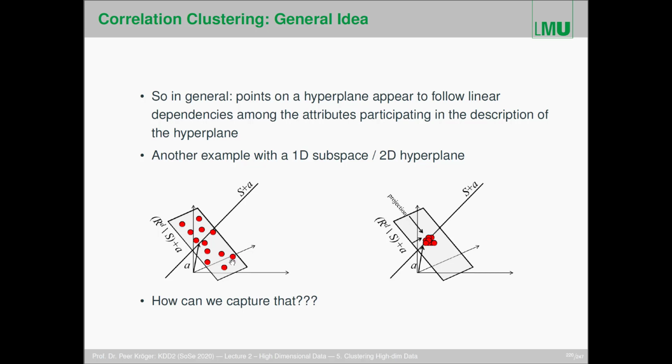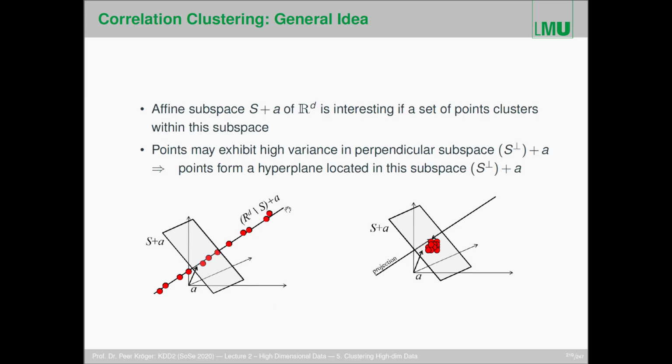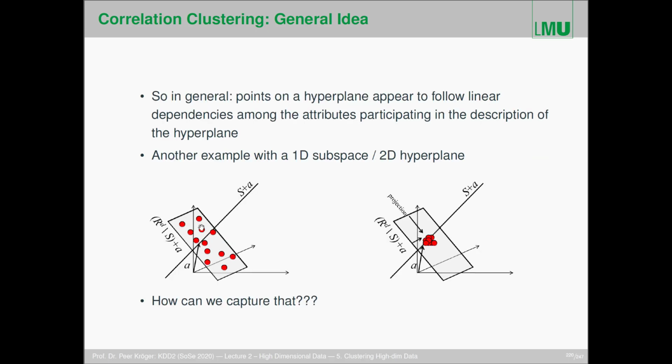In general, points on a hyperplane appear to follow linear dependencies among the attributes that actually span those hyperplanes. So we now have a different view, exactly the different view to this one here. Here are the points on a line, actually the line that is perpendicular to the relevant subspace, and the same holds true the other way around. Those points here are on a common hyperplane, so they have a common correlation among some attributes, and the perpendicular subspace here now is the relevant one.